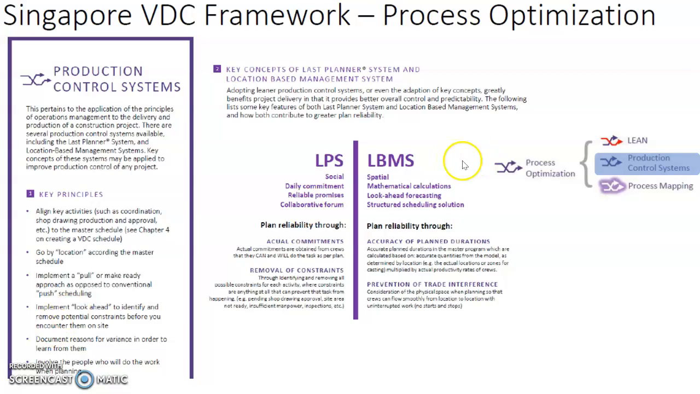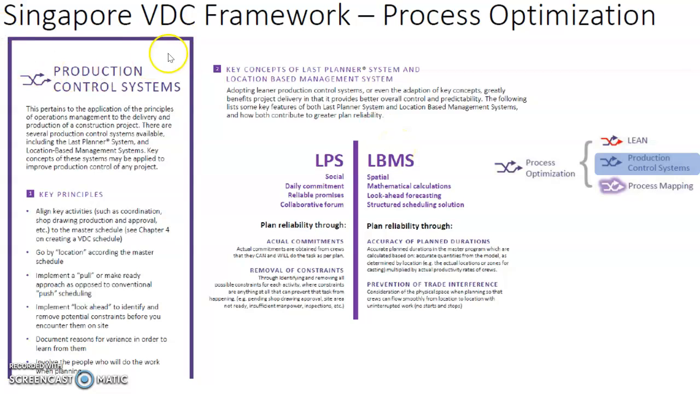We have spent a lot of time on the introduction to some of the lean tools that are available for use. The next part is looking at the production control system as part of the process optimization. And under this area, we'll be talking in more detail about the two particular production control systems, the last planner system, and the location-based management system.